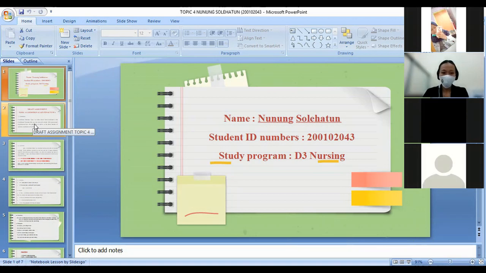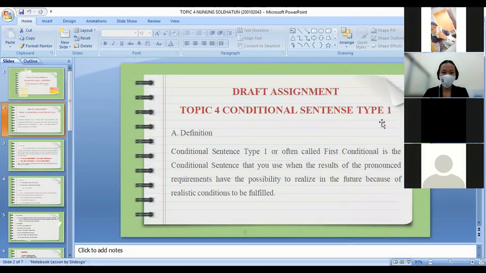Assalamualaikum warahmatullahi wabarakatuh. I am Nunung Salehatun. Here I will present the results of my draft assignment, topic 4, conditional sentences type 1. A. Definition. Conditional sentences type 1 are often called the real conditional. It is the conditional sentence that you use when the result of the pronounced requirements has the possibility to be realized in the future because the conditions are fulfilled.